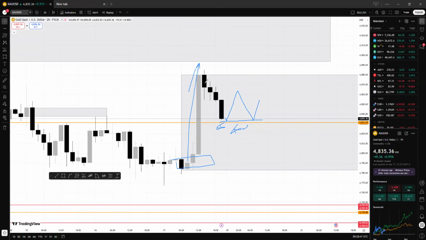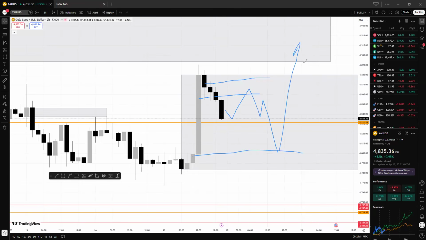Sellers start stepping in, and what they do is create temporary supply zones. I want you to listen to this. They create temporary supply zones. This is a temporary supply zone over here. And then price will come, play on it, respect it, then give you double bottoms, then come, respect your demand, and then it shoots up.